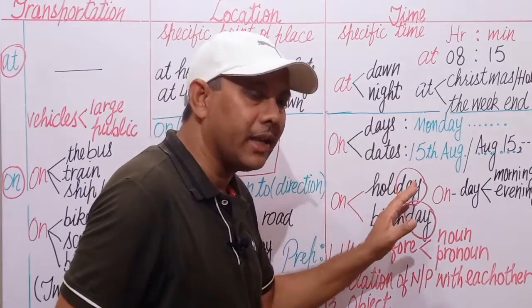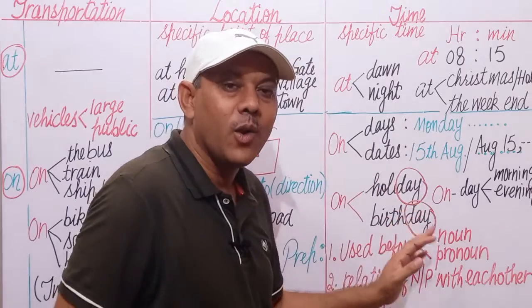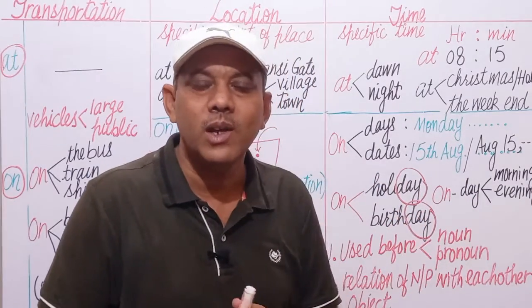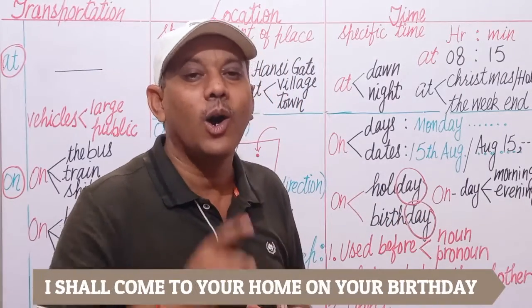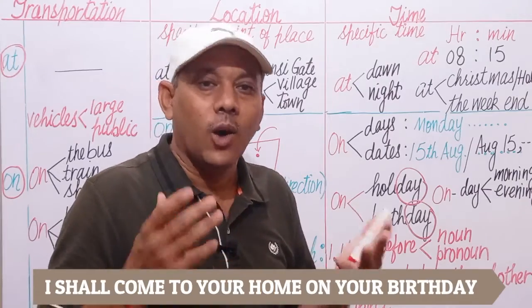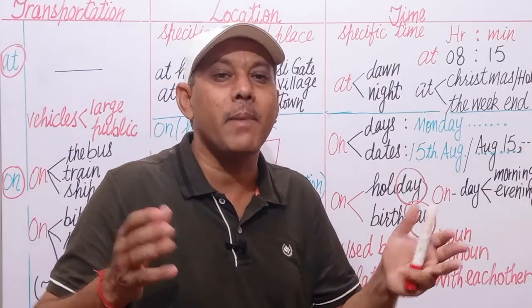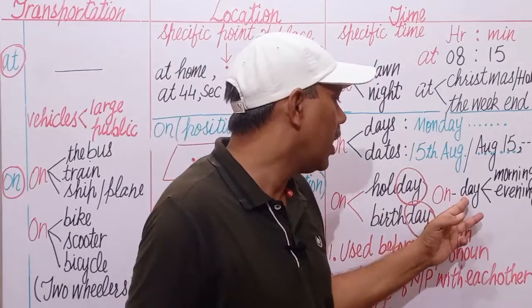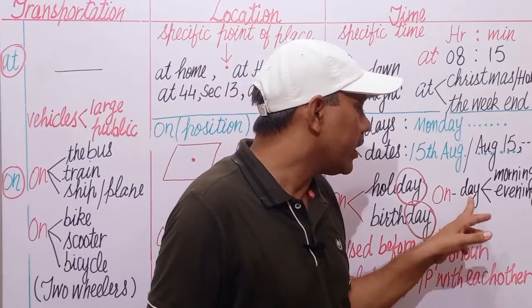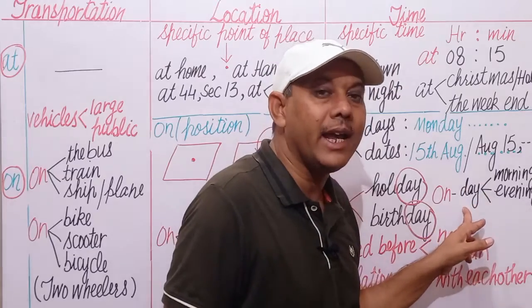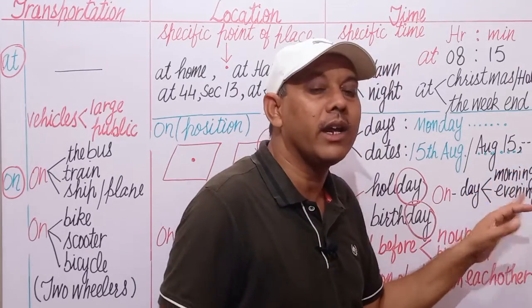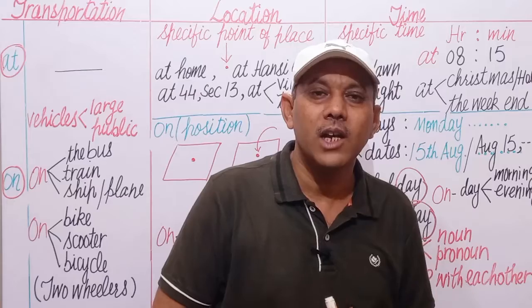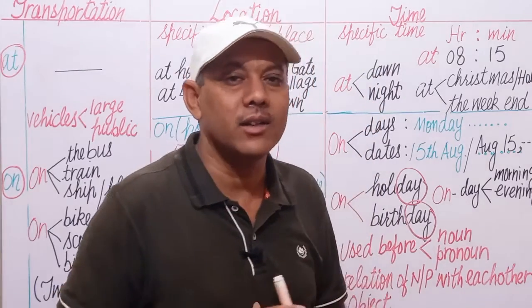On holiday, on birthday. When are you coming to my home? I shall come to your home on your birthday. Or let us celebrate a party on your birthday. Next is, on is used when it is followed by a day and then morning, evening, etc. For example, see you on Monday morning.